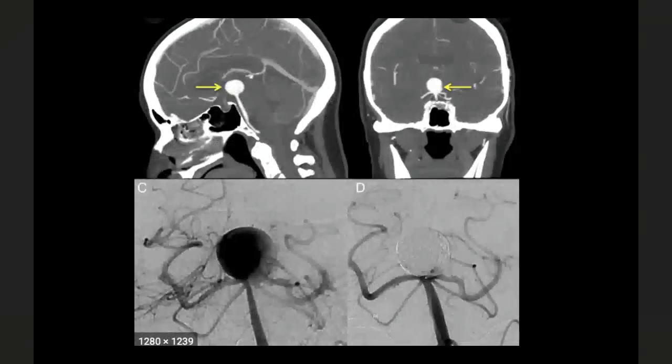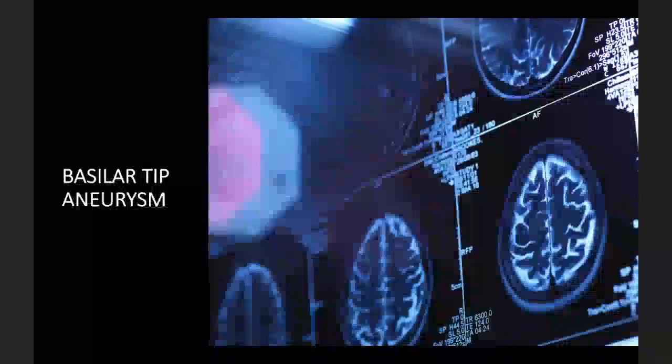But if I try to put in more coils, then I can cause compromise of flow in the PCA. It's a fine call that the interventionist has to make at that time. I think they did a great job, and it's a large one. So if you start packing too much, you can even rupture things. That was a basilar tip aneurysm.